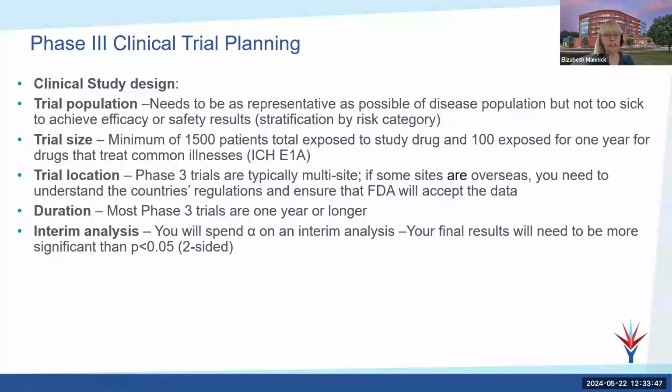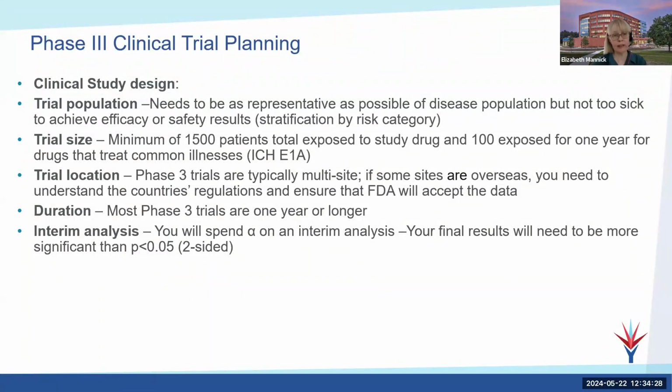So for phase 3 clinical trial planning, hopefully by phase 3, your products will all have been snatched up by larger entities who will carry them forward for you. But some clinical study design issues in phase 3 are trial population. Here you want to be more representative of the final disease population who will be taking the drug. But you don't want to, again, not achieve your efficacy or safety results. So you may want to stratify by risk category.